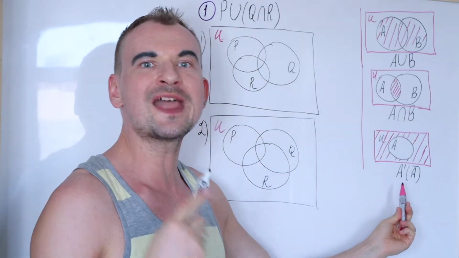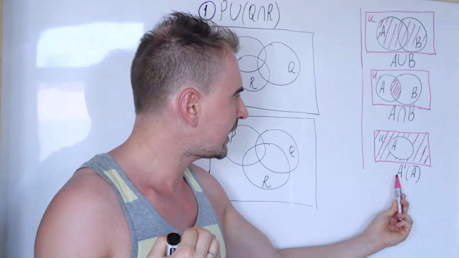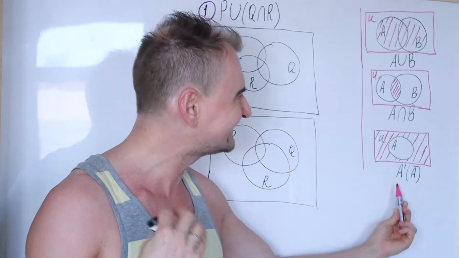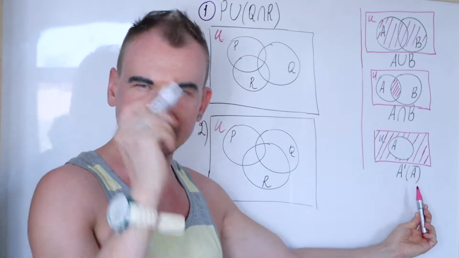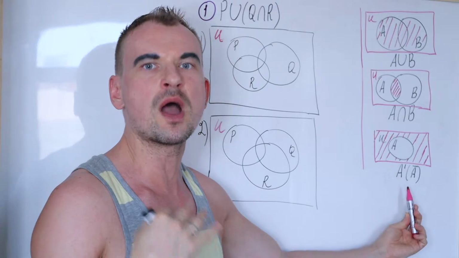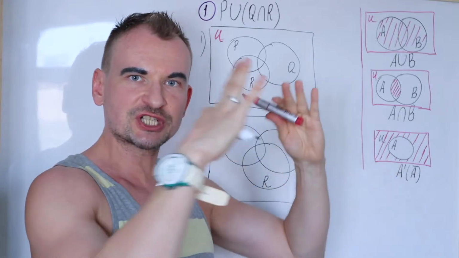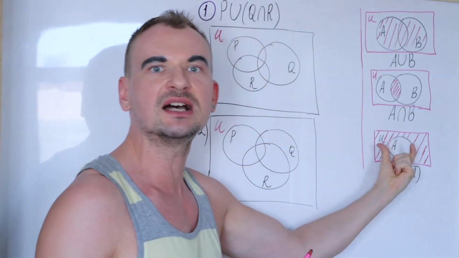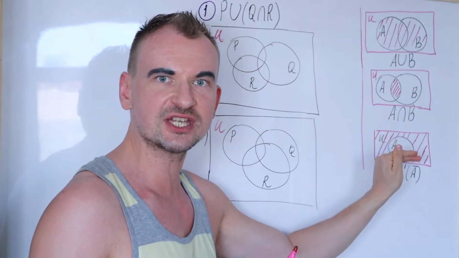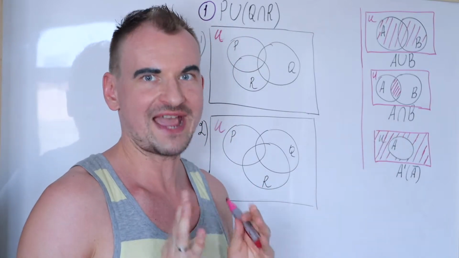And finally, for the complement, which is normally denoted by A apostrophe and spoken as A prime or A dash, or sometimes it's written as A with a bar above. It's the same thing, it stands for the complement of a set A. For shading, you need to shade everything outside of set A. So it's the part of your universal set except this part of A.